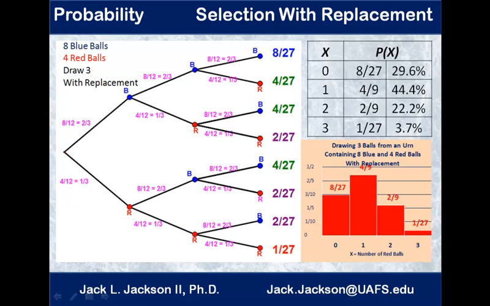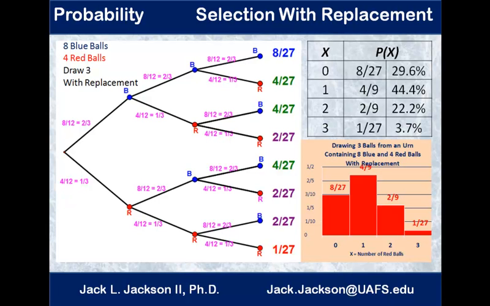Well, here's our probability tree this time. We see that there are 12 balls in total, 8 blue and 4 red. So the probability we draw blue on the first one is 8/12, which reduces to 2/3, and 4/12, or 1/3, is the probability we draw a red ball.